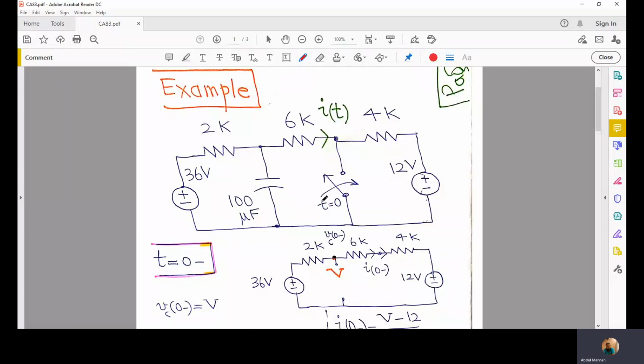And then at time t is equal to 0, this switch is closed and we are then required to find I of t through this 6K branch.